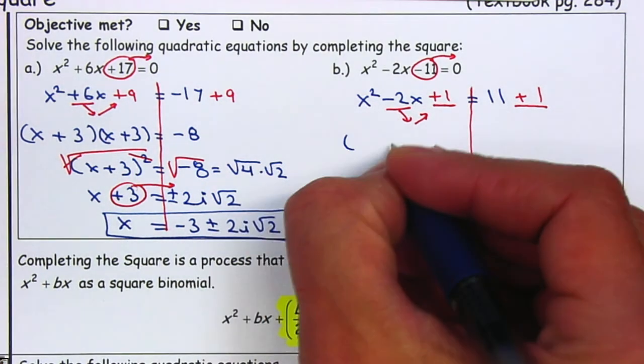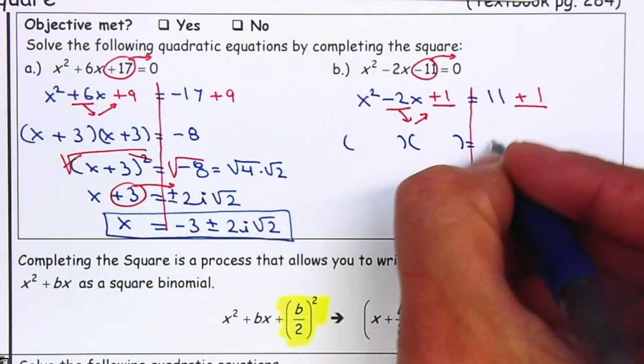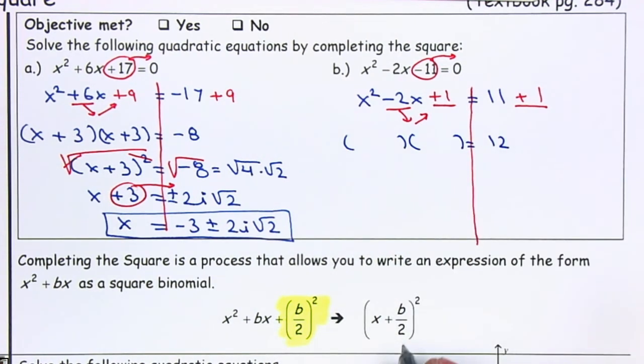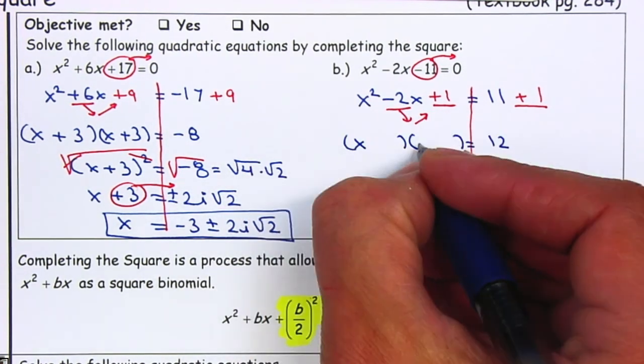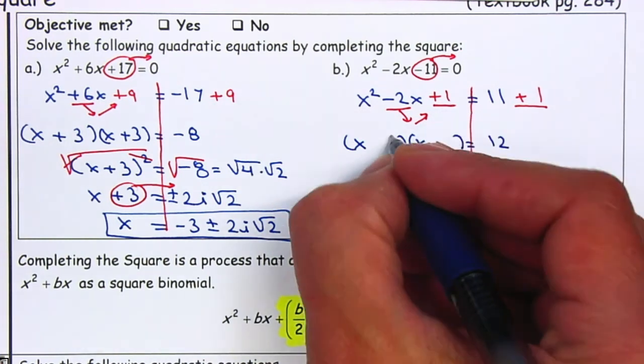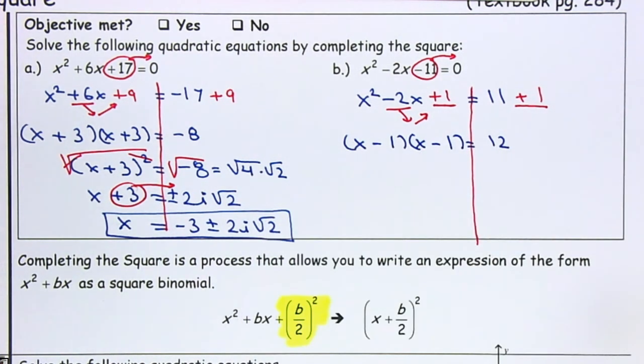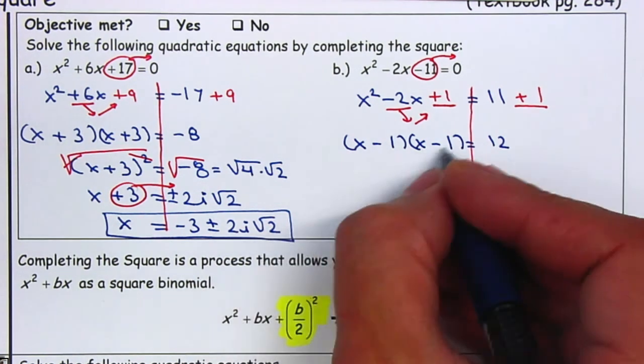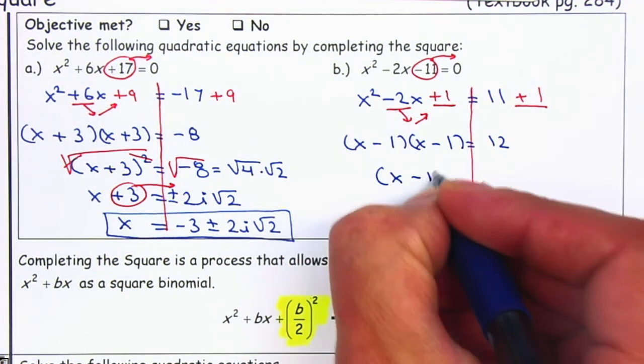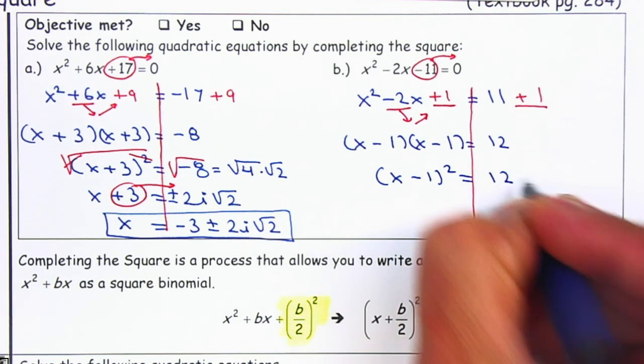I'm going to factor this out, and that will give me 12. Factors of x squared will give me x and x. Factors of 1 will be 1 and 1, and they both have to be negative. Now I can combine them into 1. X minus 1 squared is equal to 12.